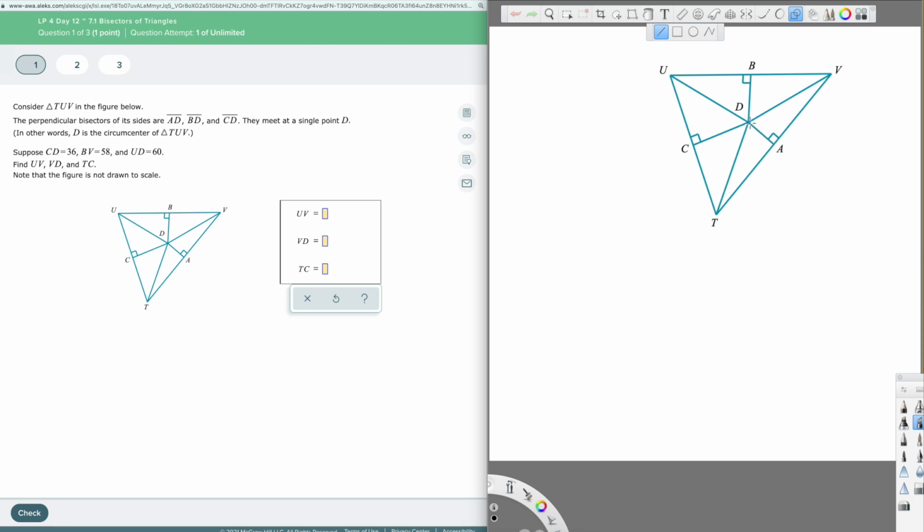That's a perpendicular bisector, and we're going to talk about what perpendicular bisector means in just a moment. BD is also a perpendicular bisector, and CD is a perpendicular bisector. So we can see that they're meeting here in the center.